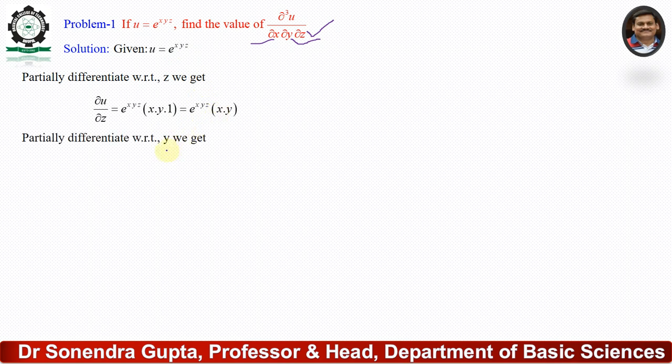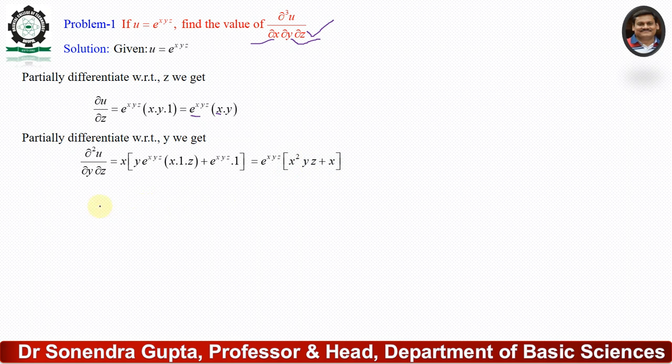Again partially differentiate with respect to y. That means x is like a constant, and we use the product rule: e to the power x y z into y. Then we get y e to the power x y z into x z, plus e to the power x y z into 1. Now we multiply the terms by x and take the common value e to the power x y z. Then we get e to the power x y z into x squared y z plus x.